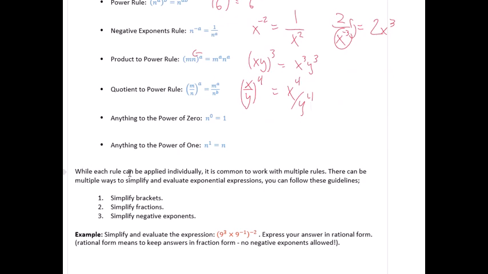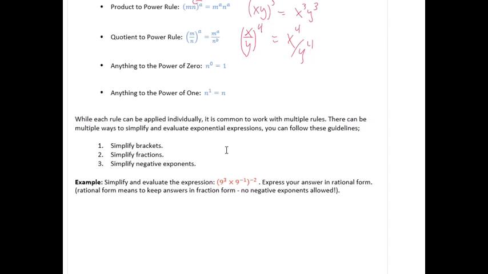Now, while each rule can be applied individually, it is common to work with multiple rules. There can be multiple ways to simplify and evaluate exponential expressions. You can follow these guidelines where we first simplify brackets, then simplify fractions, and then simplify negative exponents. This does not necessarily have to be the order you follow. It is a simplified way of working through these kinds of problems.